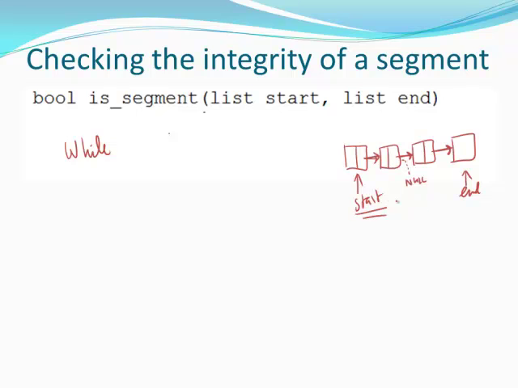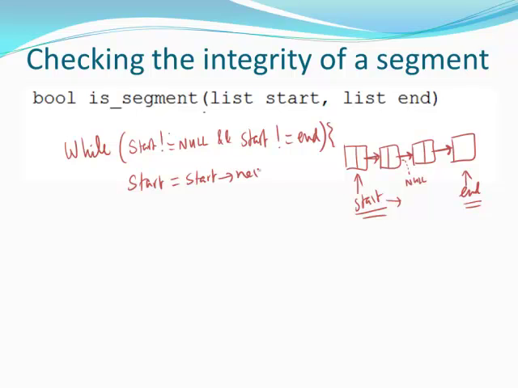What we will try to do is to move the start pointer towards the end pointer, and if the start pointer meets the end pointer at some point, then we know that the list is a good one. And so we will write a piece of code like this. While the start is not null, because it's possible that start could be null at some point, and the start is not equal to the end pointer, we'll just keep moving the start pointer. So we will just say start is assigned start arrow next.